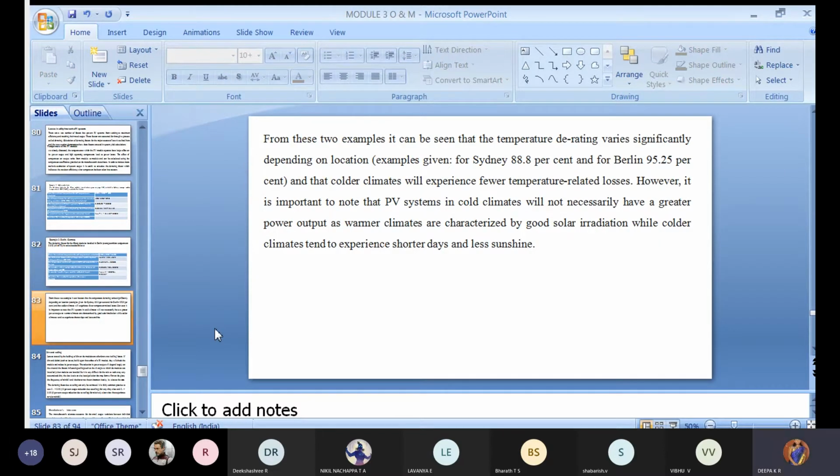The same thing has been given here. Based on the temperature variation, it specifies where we are achieving a good output and a medium output. So Sydney got 88.8% and Berlin got 95.25%. You cannot say that everywhere you get the same output. Depending upon the place and the area, you are going to experience different temperature outputs, so losses will also vary.